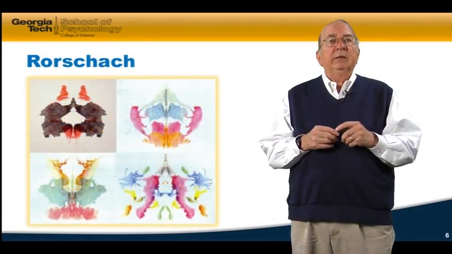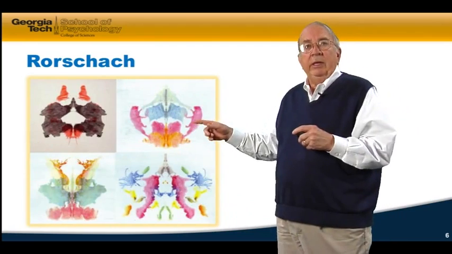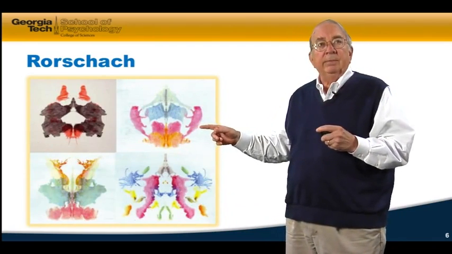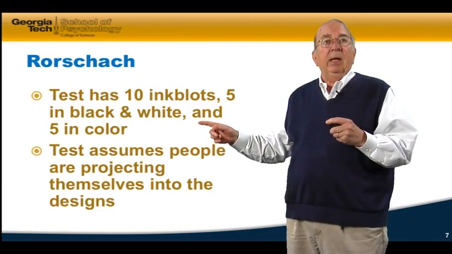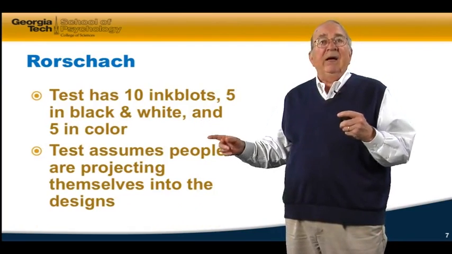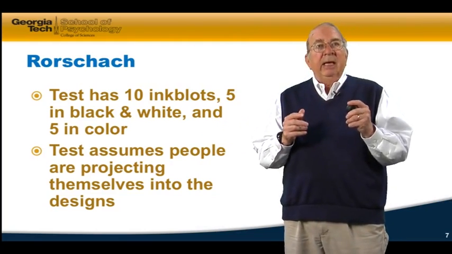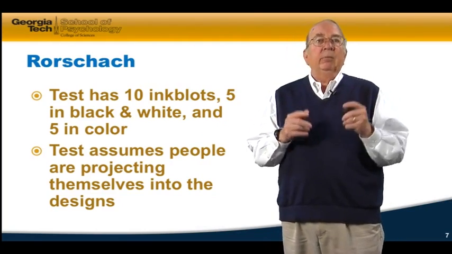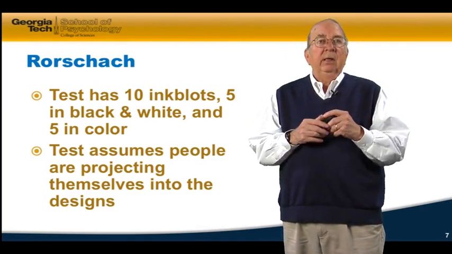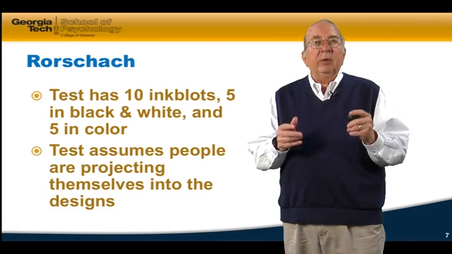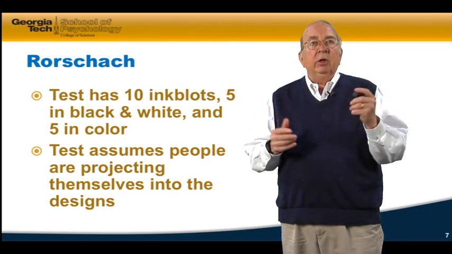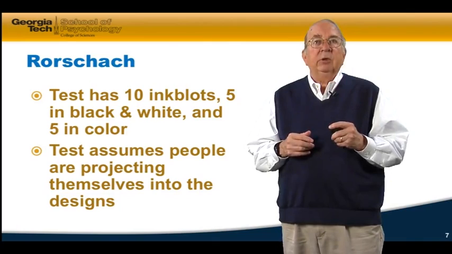Then there's the Rorschach test, or the inkblot test, where you're shown inkblots like this and asked to interpret them. The Rorschach has 10 inkblots, 5 in black and white, and 5 in color, like the ones you just saw. And the test assumes that when describing the inkblot, they're going to project themselves onto the design. They're going to interpret that inkblot by using their unconscious feelings and unconscious personality.